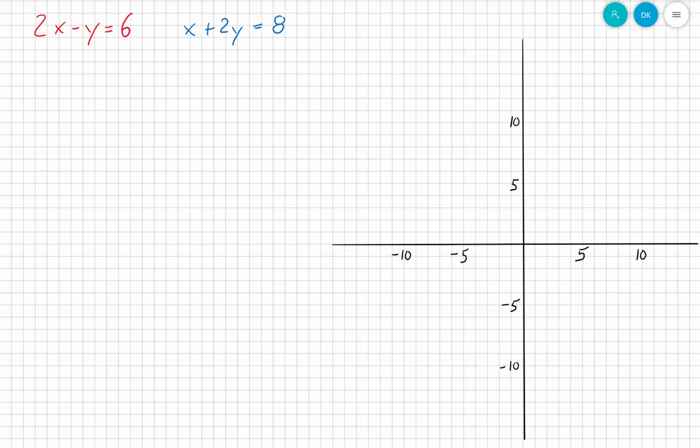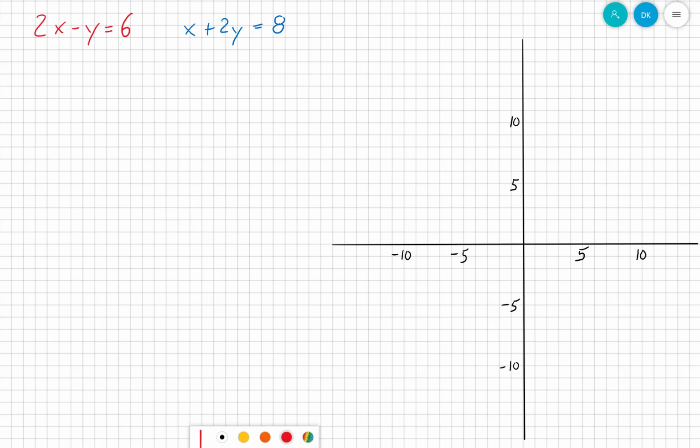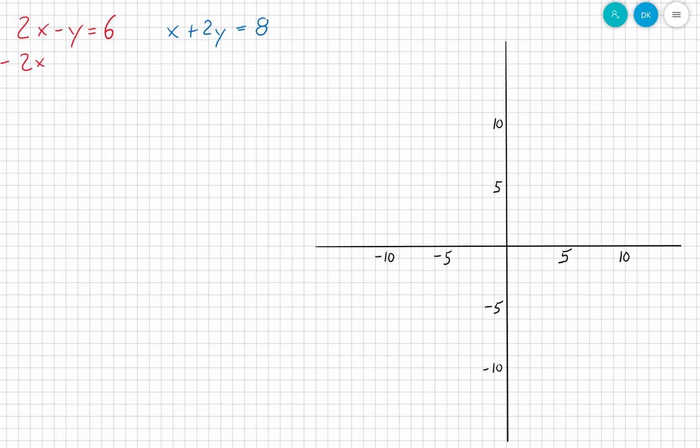Let's see what happens with this set of equations. If we take 2x minus y equals 6 and solve it for y, to put it in slope-intercept form, we begin by subtracting 2x from both sides. That'll give us negative y is equal to negative 2x plus 6. We don't want negative y or negative 1y, so we divide everything on both sides by negative 1, and we end up with y is equal to 2x minus 6.